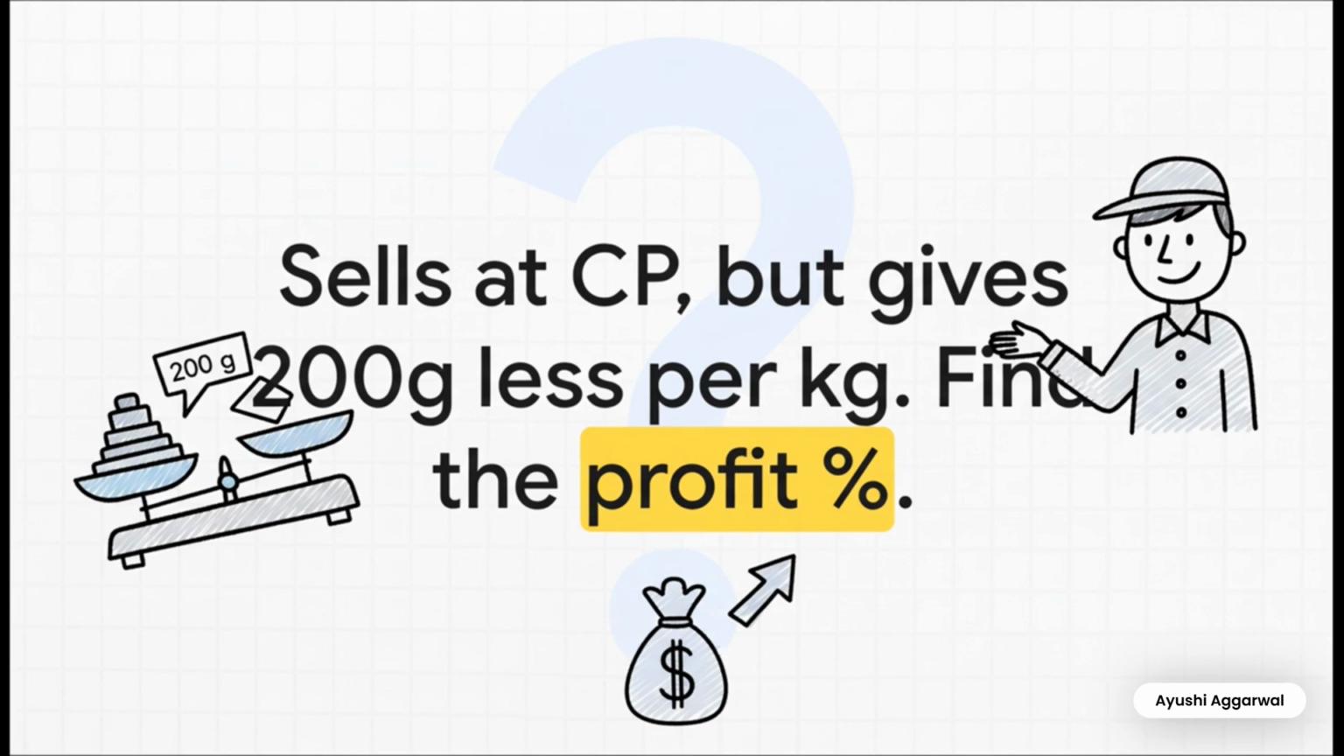So the seller says, hey, I'm selling this at cost price, no profit for me. Sounds like a great deal, doesn't it? But here's the catch. Instead of a full kilogram, he's sneakily giving 200 grams less. So the poor customer only gets 800 grams.